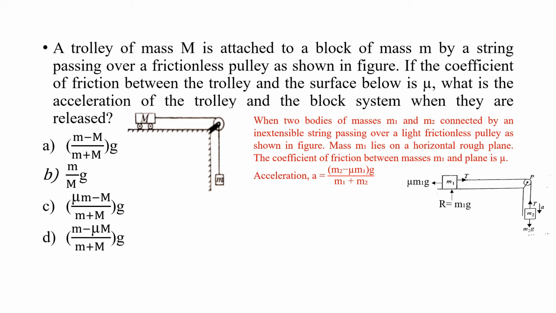So the answer is (m - mu M) g divided by (M + m). So the answer is option D, (m - mu M) into g divided by (M + m).